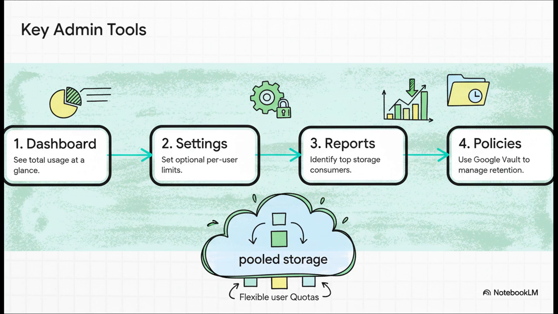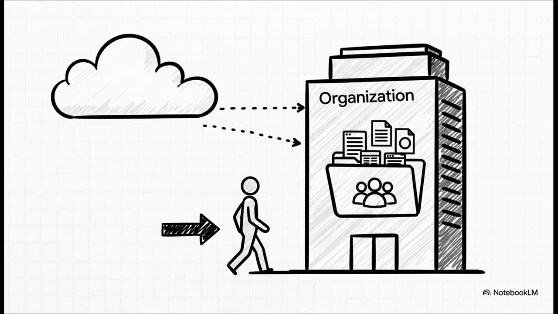The Report section is great for spotting who your top storage consumers are. And finally, you can use policies in Google Vault to manage how long data is kept, which can really help you optimize your space. Shared drives and pooled storage, they're a perfect match.